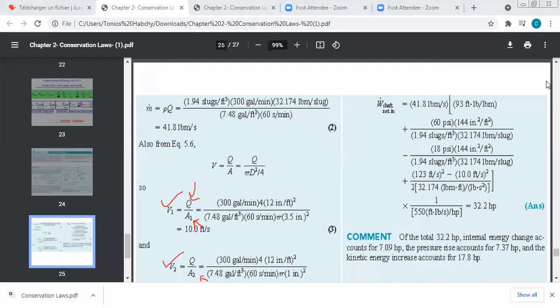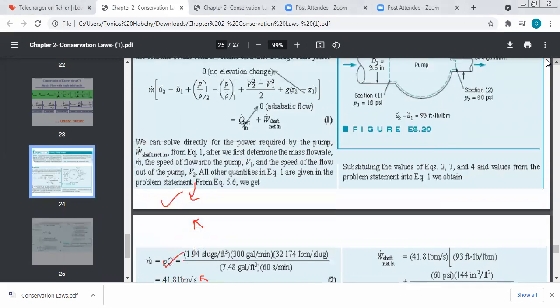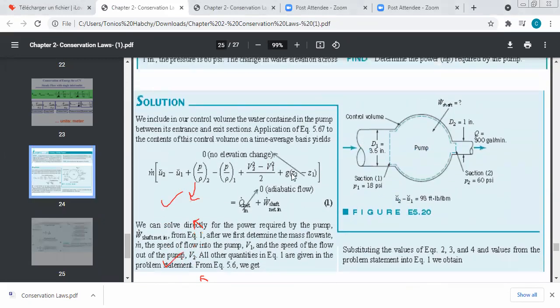And now going back to my equation, what do I still have? I have plus g times (z2 minus z1), but they told me that there is no change in elevation between the inlet and the outlet. This means that z1 equals z2, and this term will cancel out. So the variation of potential energy is 0. Now, as we can see, all of these terms are known. We have determined all of these terms, and this is equal to Q dot in plus W dot shaft, which is coming in.